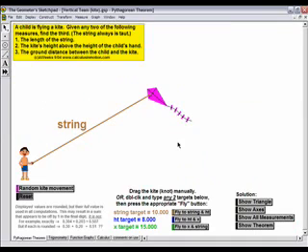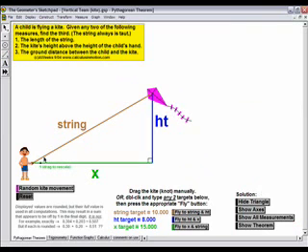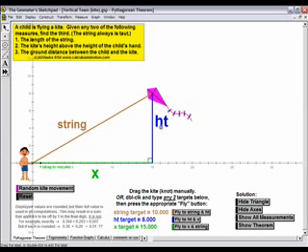So a couple applications. Here we have a kid flying a kite, and you can set up a right triangle from that and basically use that as a right triangle to figure out, if you knew this distance here and you knew the length of your string, what the height was.